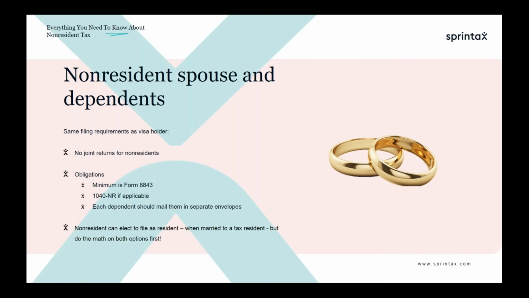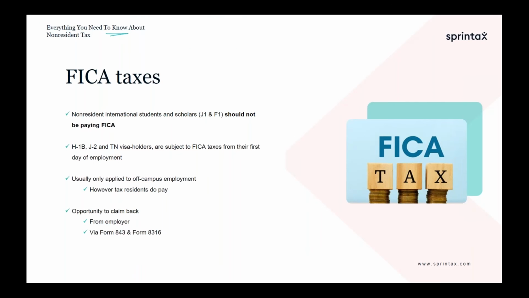Where that changes is if a non-resident is married to a resident. You can elect to file jointly on your resident spouse's tax return, but we would generally always recommend doing the math on both options first to figure out which is the most favourable for your personal tax position.